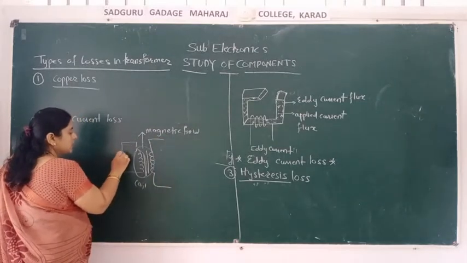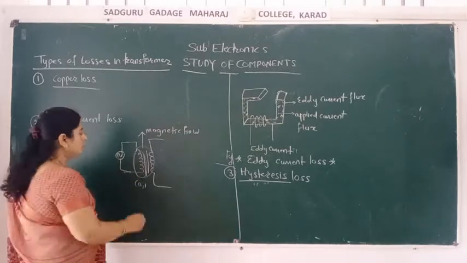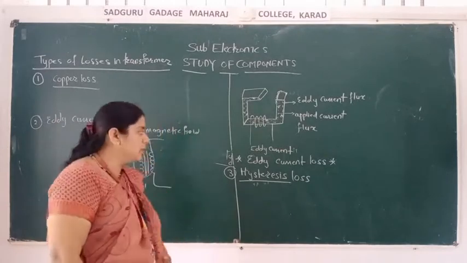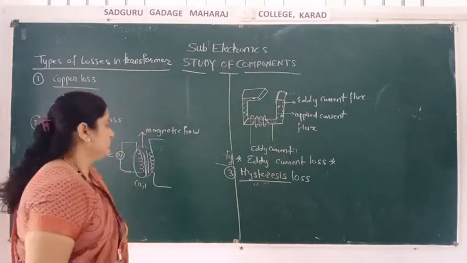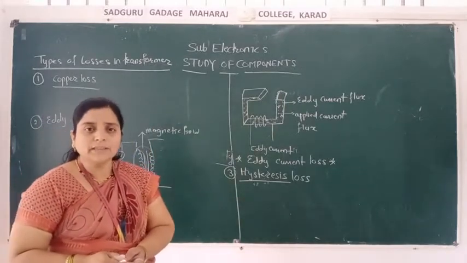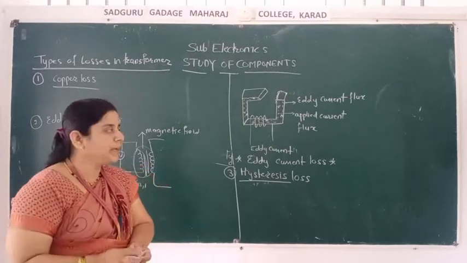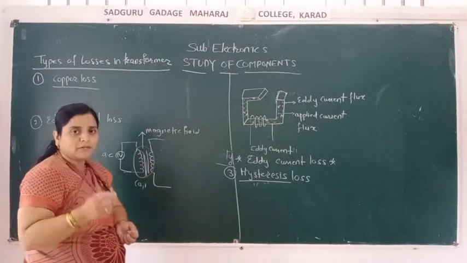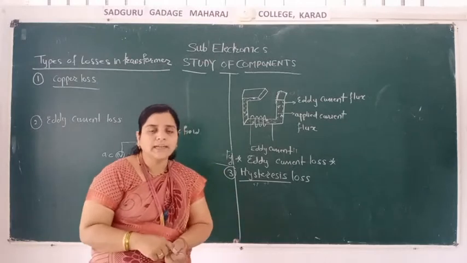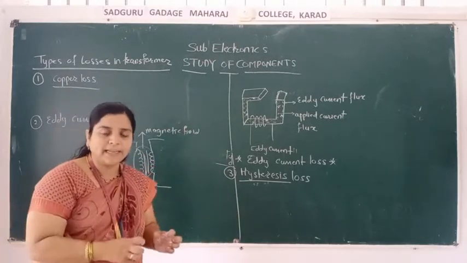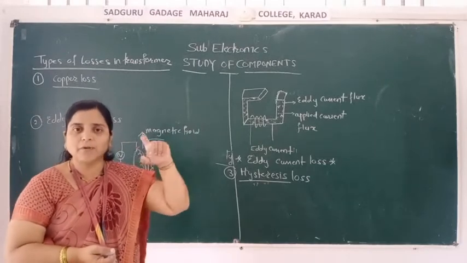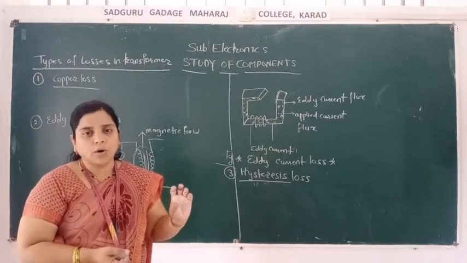The transformer's input is always AC voltage. The transformer requires AC voltage as input. Always we give AC to the transformer. AC means alternating current. At that time, what happens? It is wound with copper wire. So in the copper loss, the copper wire is wound. Therefore there is a loss in the primary winding and a loss in the secondary winding, because the winding is done with this copper wire. Therefore it is called a copper loss.